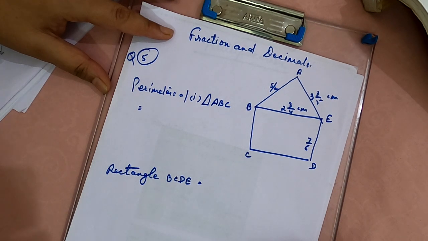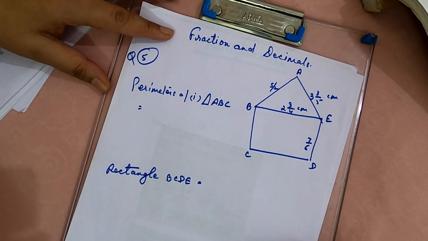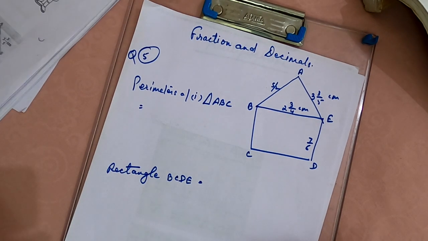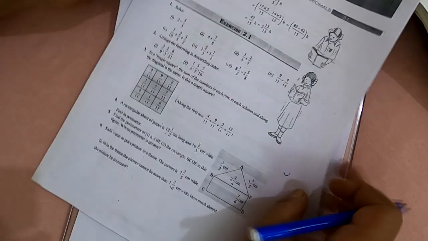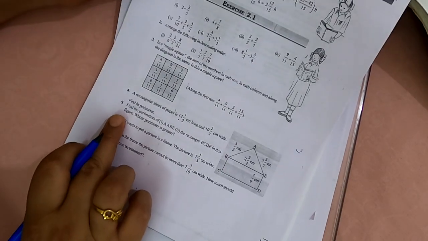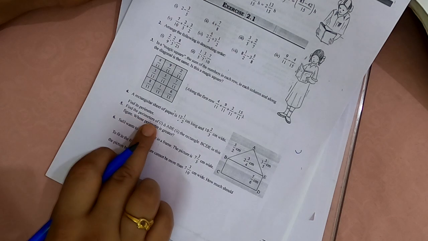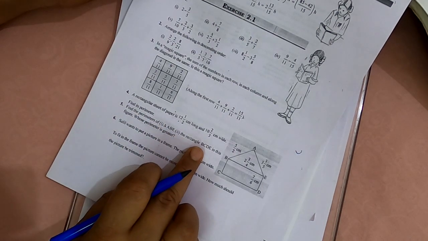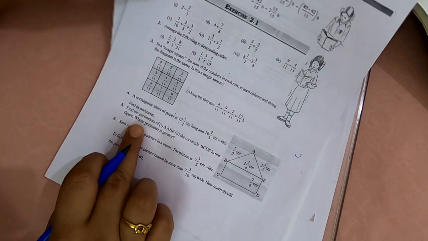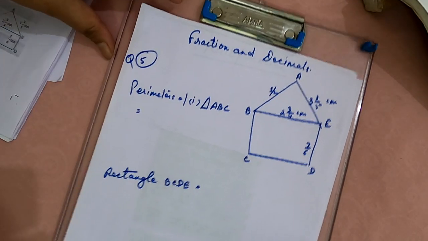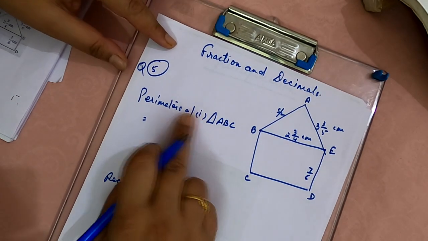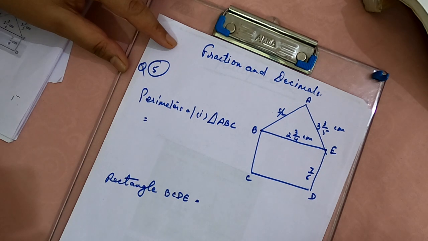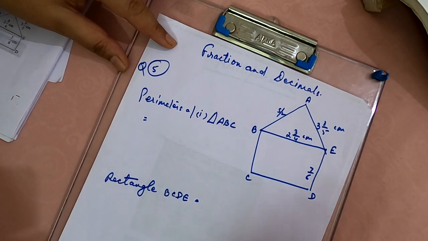So we were in the chapter Fractions and Decimals and we were doing exercise 2.1. Let us discuss question number 5. Find the perimeter of triangle ABC and rectangle BCDE in the figure. Let us see. Here is the question. Perimeter of triangle ABC, all the lengths are given. You know that the perimeter is the sum of all the sides, right?